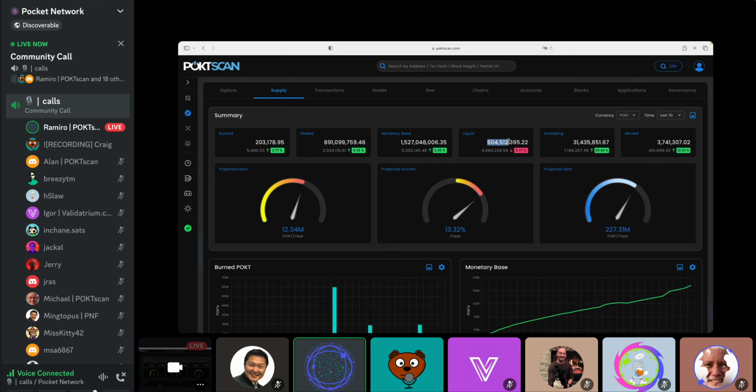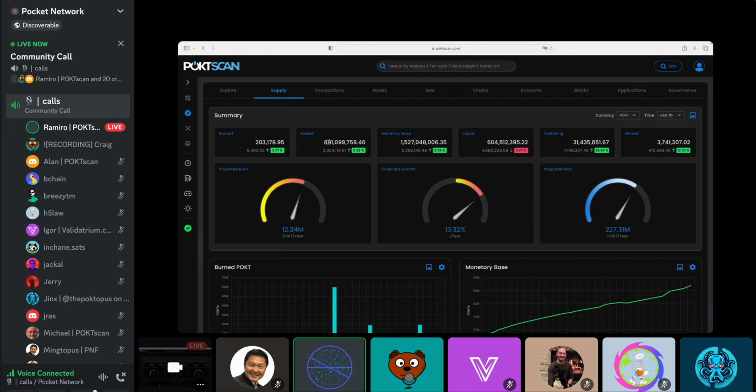Then we have the liquid pocket right beside it. The liquid pocket is all the pocket being held in wallets, free to be sold instantly in any exchange if you want. You can see that the amount of liquid pocket is 600 million. It's almost 60% of the 900 million that is being staked. So we have a lot of liquid pocket right now. And it is decreasing, probably mostly due to the increase in staked pocket. So these two are somewhat related, and also with the burning.